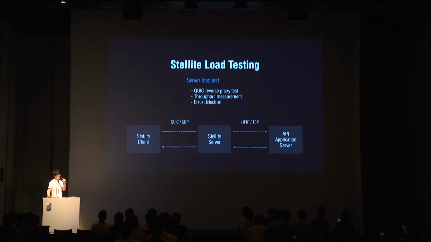Next, I'm going to talk about how we test the performance of the Stellite QUIC server and what we did to improve it. We ran a series of tests to see how much throughput our server could handle and evaluate if there were any performance issues. These tests were done on a single QUIC server using a simple task model shown on the screen.